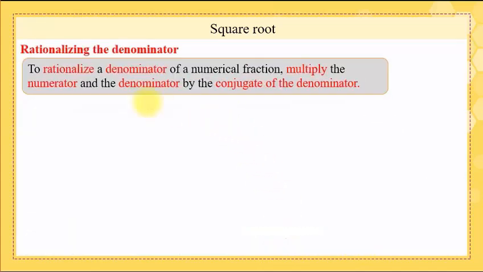Now we will talk about rationalizing the denominator, which depends on the conjugate. We spoke about it previously. To rationalize the denominator of a numerical fraction means that we should remove the radical from the denominator. To do that, we multiply the numerator and the denominator by the conjugate of the denominator.